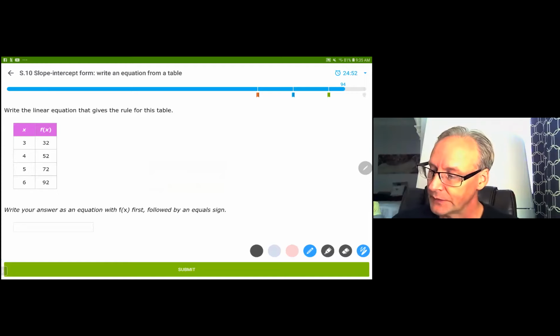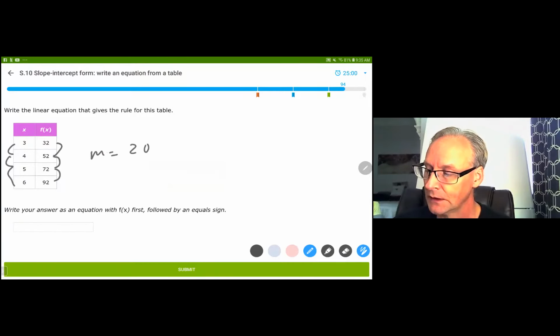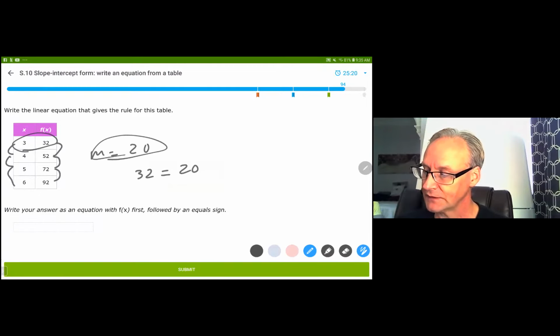Okay, looks like we went up 20, we went up 20, we went up 20, and we're going up by ones. Okay, so its slope is 20. And can you do 3 times 20 and subtract 28 and get 32? It's kind of tough. That one's a little tougher. Looks like it might be negative 28 for our b, but I'm going to go ahead and write it out. There's my first point. 32 is equal to m, which is 20, times the x, which is 3, plus b, and we have to subtract the 60 from both sides. And of course, we're going to get the negative 28.